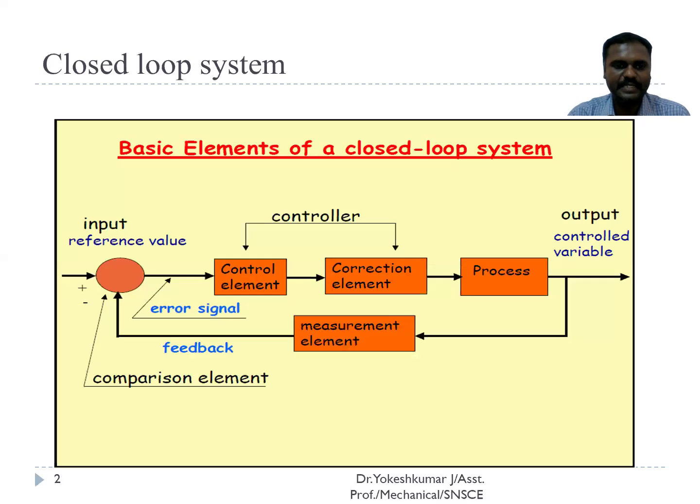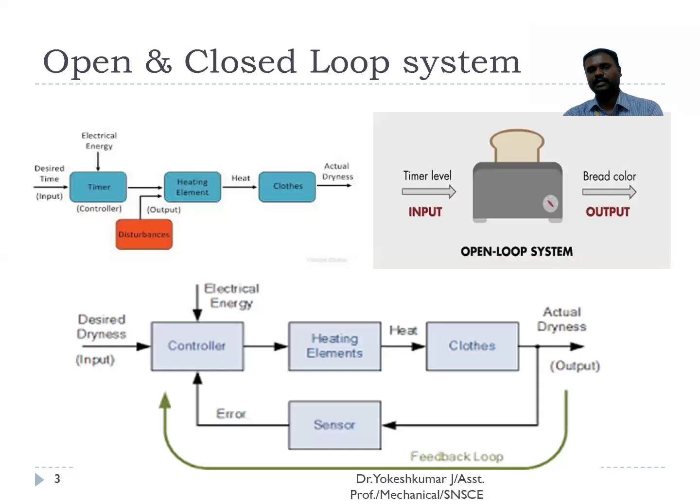Comparison element just compares the input signal to the output signal. So output signal we are measuring in terms of temperature, and it is compared with the input temperature. If there is any deviation, it gives a control signal to the controller. Then the controller will function, and accordingly the temperature will be adjusted. So this is the difference between open loop and closed loop control system. Here we have precise measurement about the system as compared to the previous one.